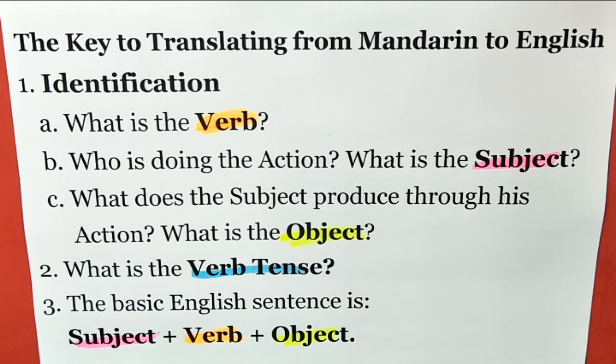Very important. SVO. All right, let's look at our exercise, and we're going to color the verb orange, the subject pink, the object yellow. We will color the verb tense clues blue. All right, let's begin. Okay, let's do the translations for Chapter 8.